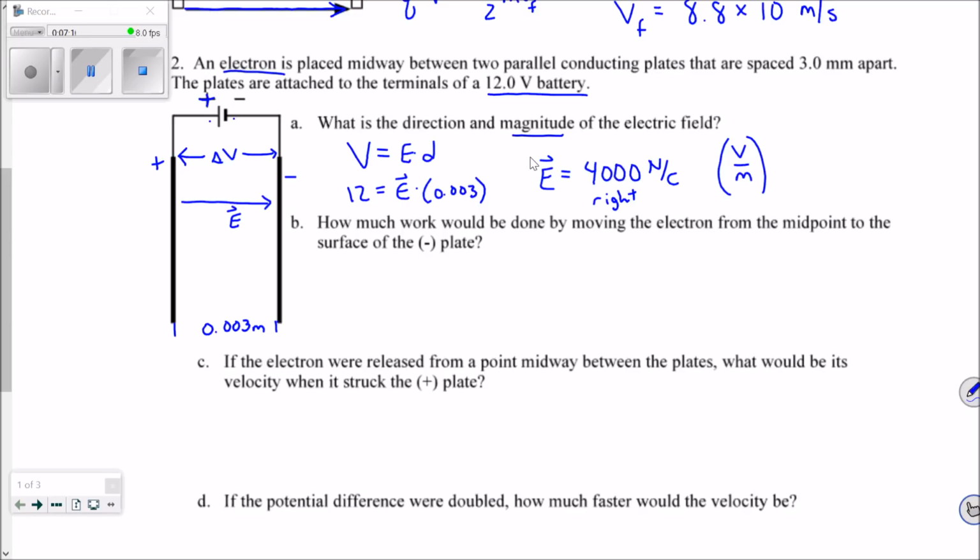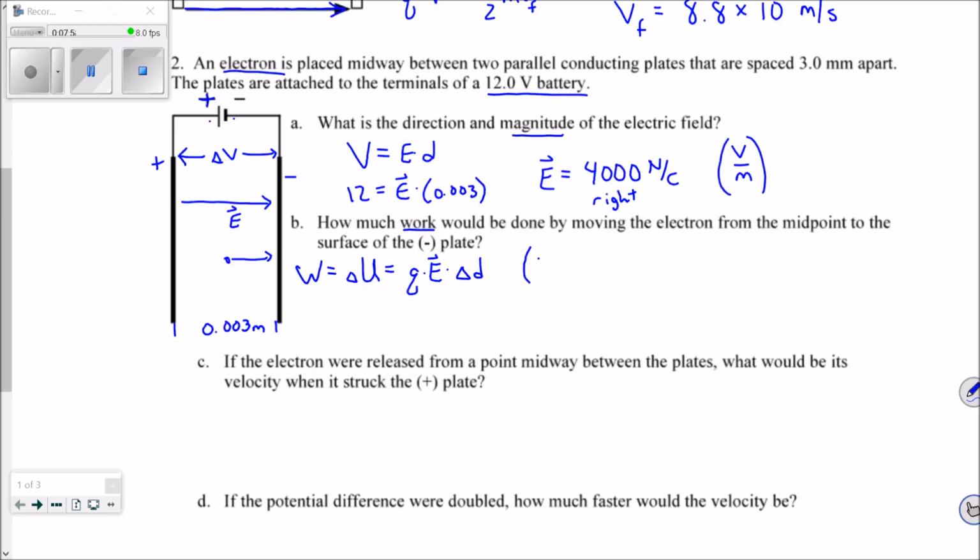How much work would be done by moving the electron from the midpoint to the surface of the plate? So I'm going from right here, and I'm going to take this and move it over here to the negative plate. That's something that the negative wouldn't do on its own, which means I have to apply a force, which means I'm going to do work on the particle and give it energy. So if I can figure out the amount of energy change that we experience, that will equal the work that I have done. So I have the charge of an electron. I have the electric field, which we have just calculated, and now I can look at the change in position of my particle.